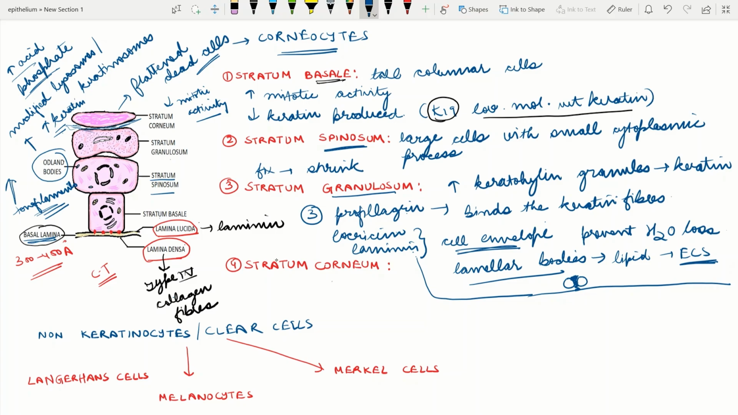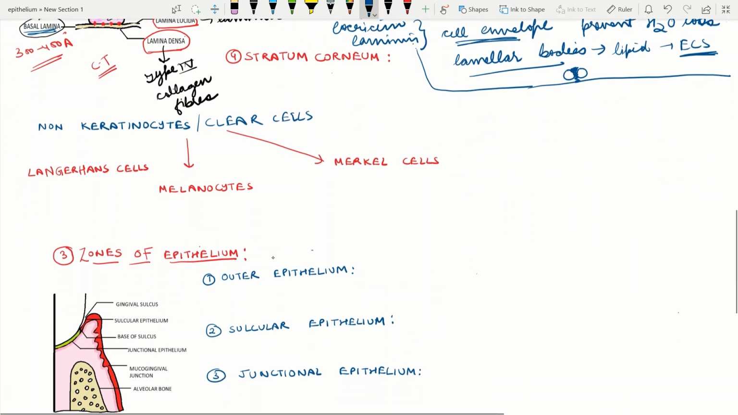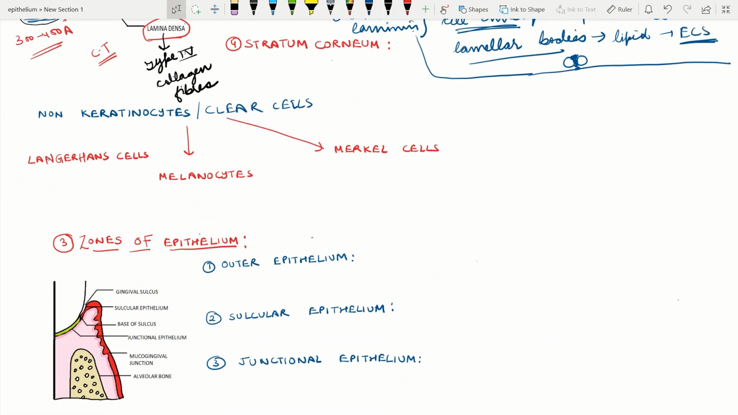Okay. So now coming to the non-keratinocytes or clear cells. Now these non-keratinocyte cells or clear cells, as I have already told you, are of three types. That is your Langerhans cell, then melanocytes, and third is the Merkel cells.